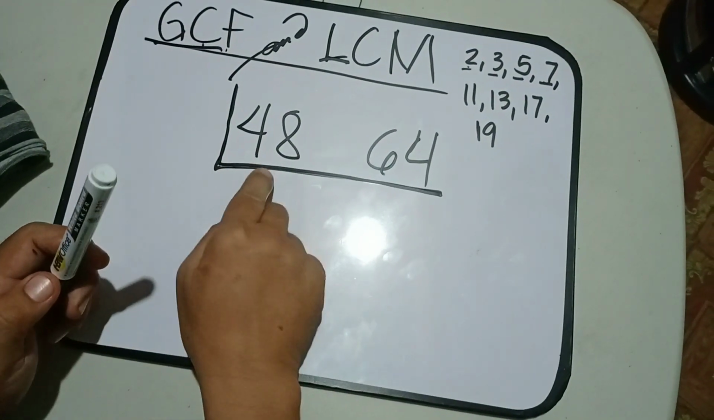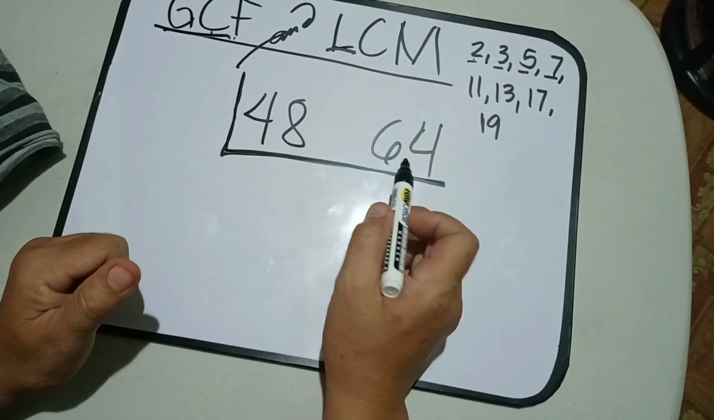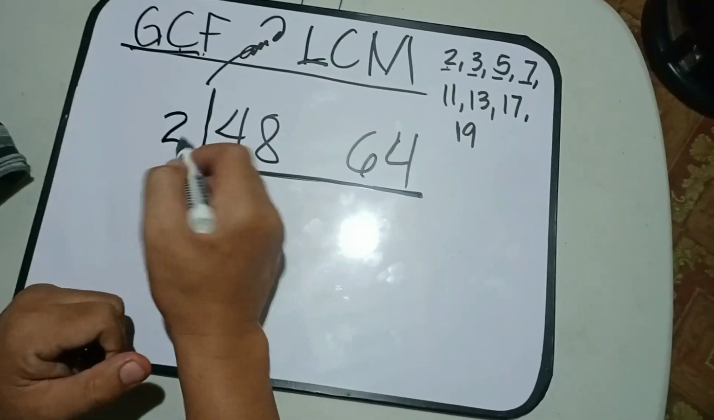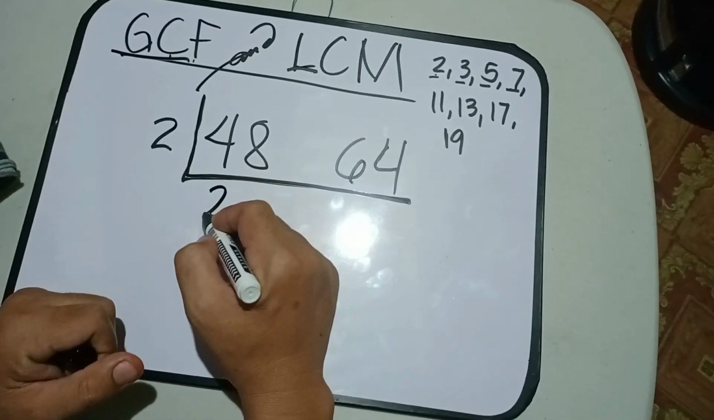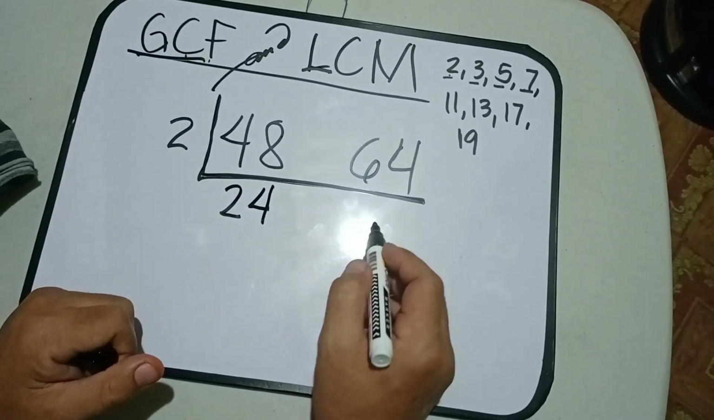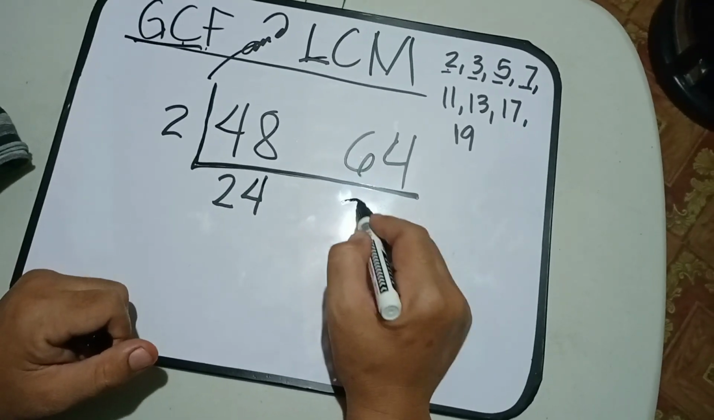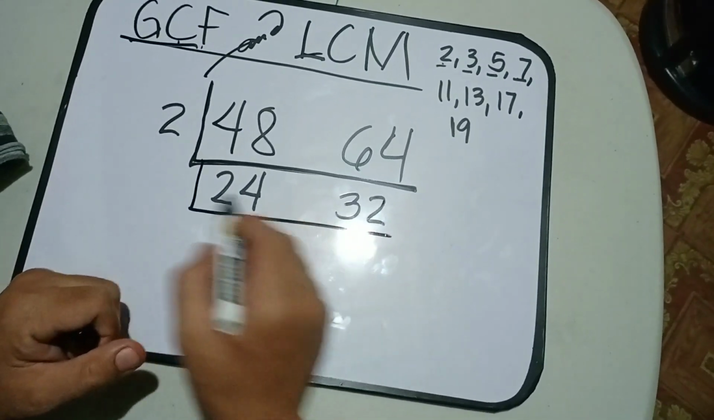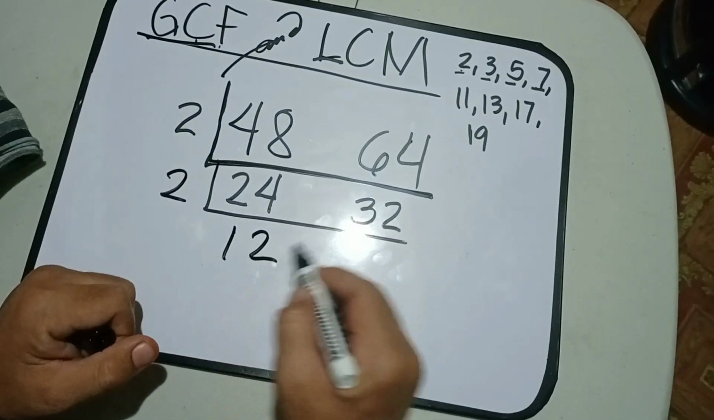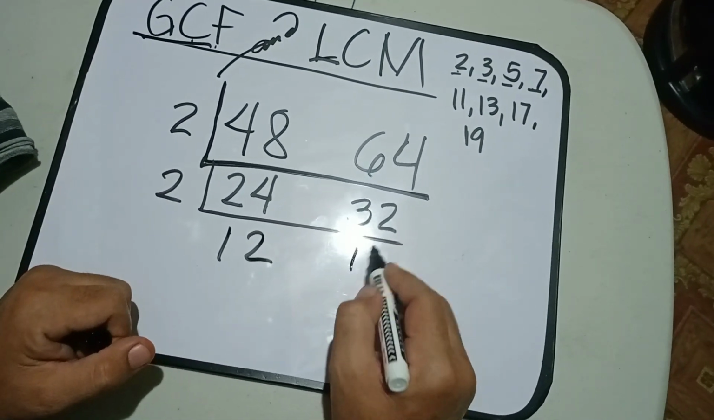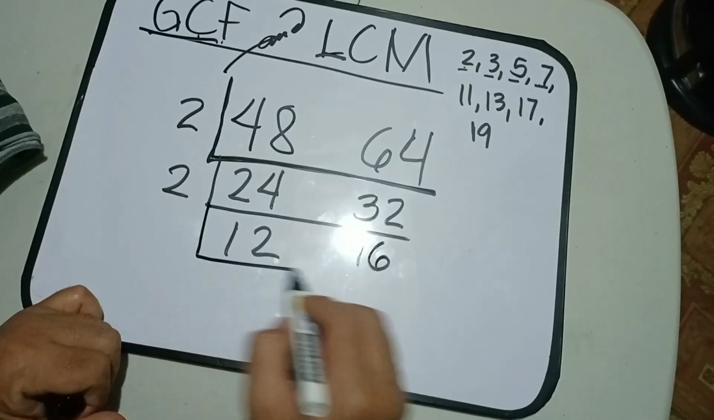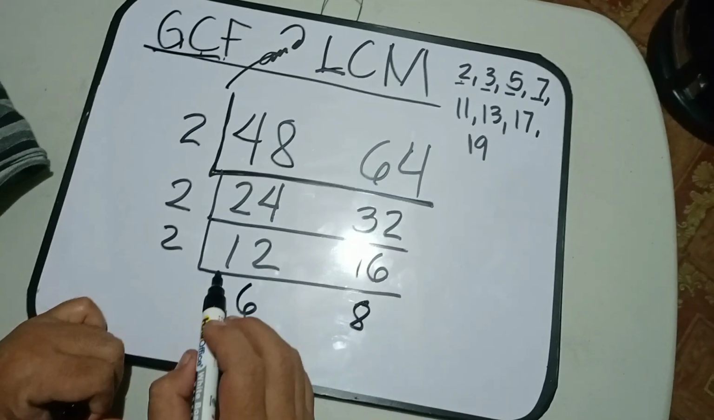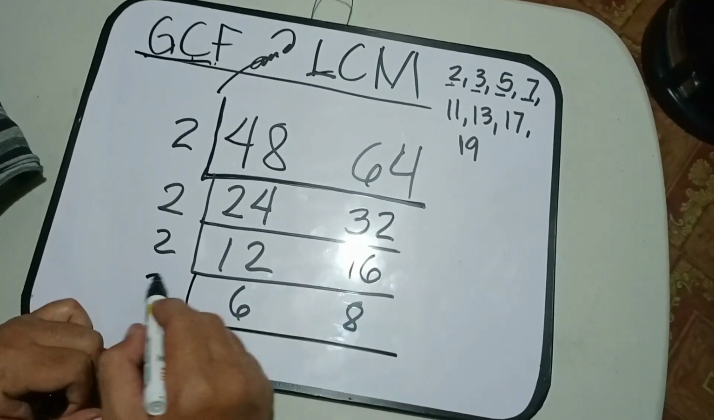So, we can use. So, isipin natin, 48 and 64 are divisible by anong primary numbers? By 2. Yan. 48 divided by 2, 24. Hatiin natin sa dalawa. 64 divided by 2, 32. Okay, so pwede pa rin i-divide sa 2. We have 12 and 16. Correct. Pwede pa rin i-divide sa 2. We have 6 and 8. Still, we can divide by 2.